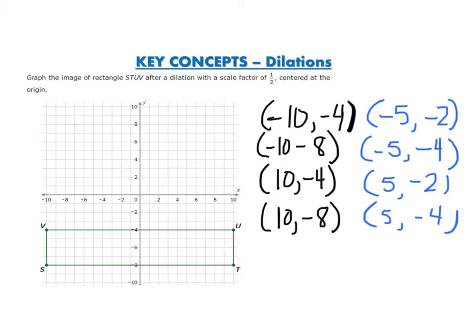So we're going to graph those points, and we'll have the new image. So -5, -2 is here, and -5, -4 is here. 5, -2, and 5, -4. So when you connect the dots, that is the new image after dilation with a scale factor of 1/2 centered at the origin.